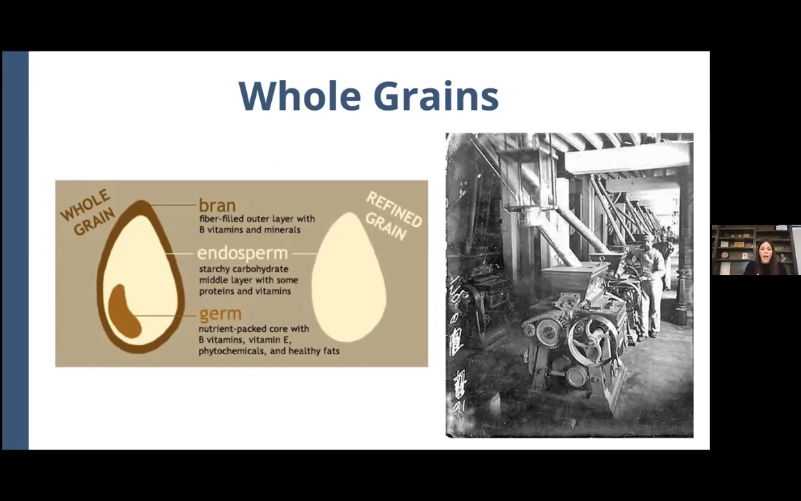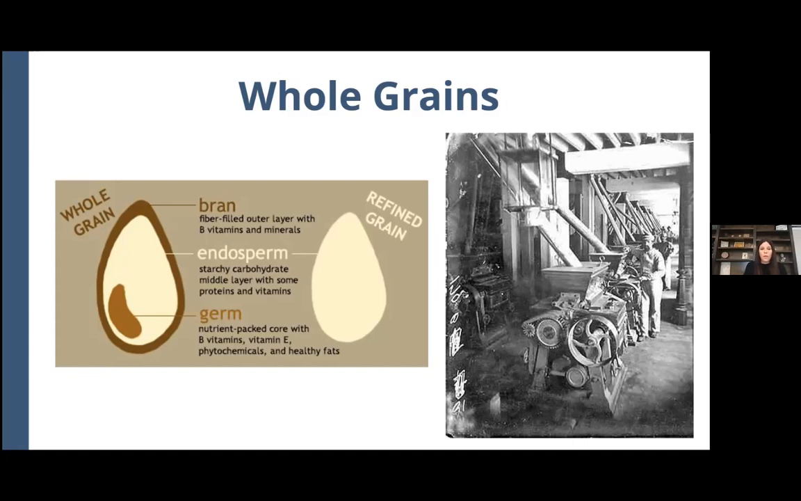And with the advent of the flour mill in the Industrial Revolution, we were able to start refining grain. And so that grain would go through a process of being milled, and that outer layer and that inner germ would be stripped from the grain. And that is what makes a refined grain. So a refined grain has been processed. So it's moved away from its original state, and it's lost some of those really important nutrients.